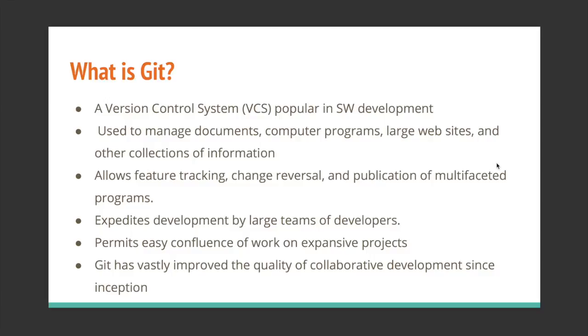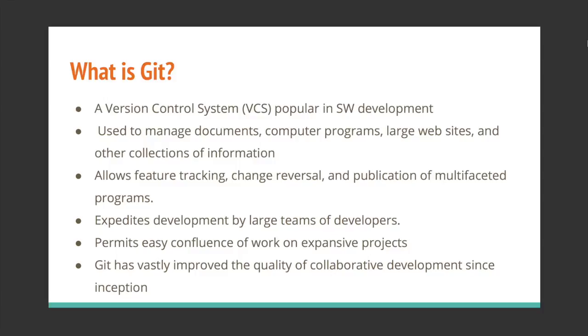Git is used to manage documents, computer programs, large websites, and other collections of information. It allows feature tracking, change reversal, and publication of multifaceted programs. It expedites development by large teams of developers, permits easy confluence of work on expansive projects, and Git has vastly improved the quality of collaborative development since its inception. Alright, so let's discuss each of these in detail now.